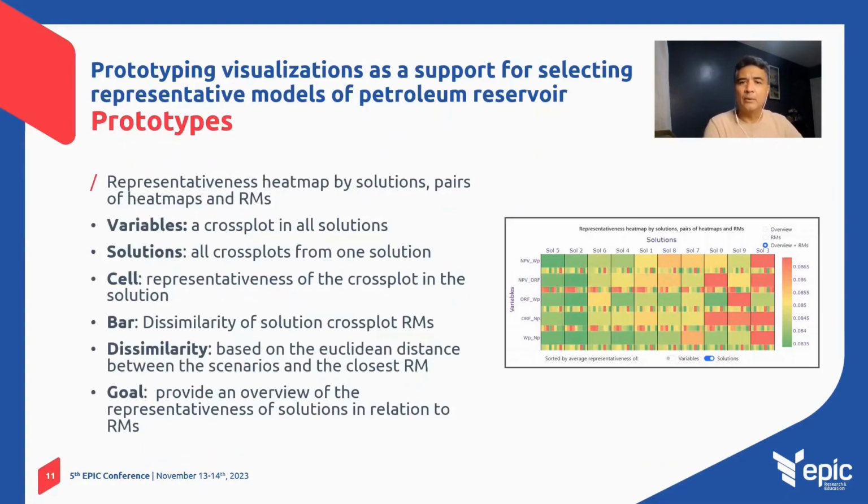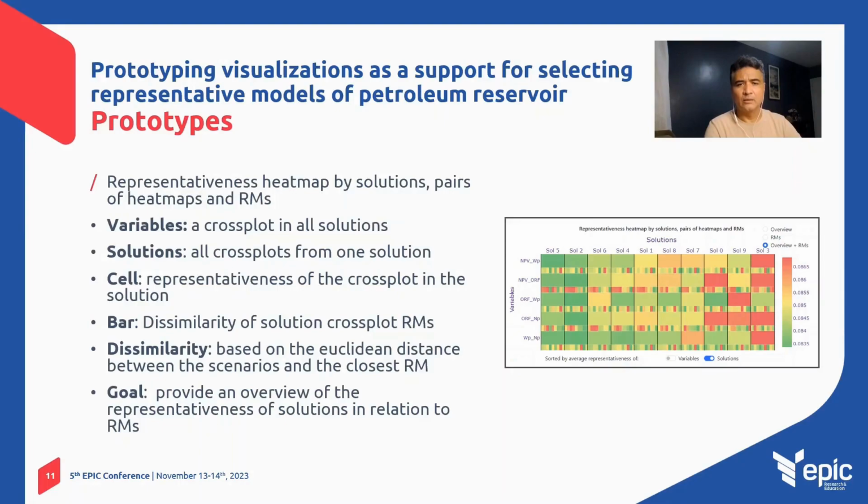This, for example, is a heat map of representativeness by solutions, pairs of heat map, and IRMs. In the chart, representativeness is indicated by color. There are 3 colors. Green is good, red is bad, yellow is intermediate in terms of representativeness. In the color of each cell, we see representativeness of the crossplot in the solution. The color of the bars represents the dissimilarity of the root mean squares of the solution's crossplot. The dissimilarity here is calculated based on the Euclidean distance between the scenarios and the closest RM.